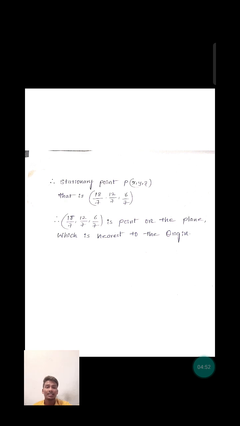These are the stationary point P(x, y, z), that is 18 by 7, 12 by 7 and 6 by 7. This stationary point is on the plane which is nearest to the origin. Thank you.